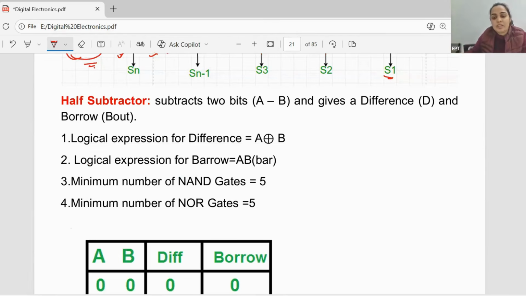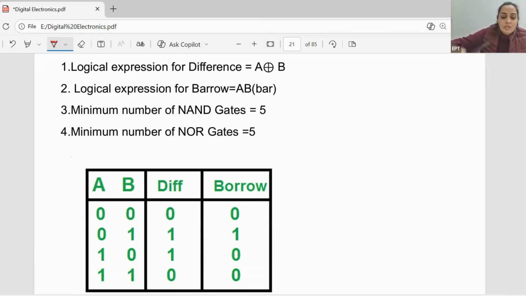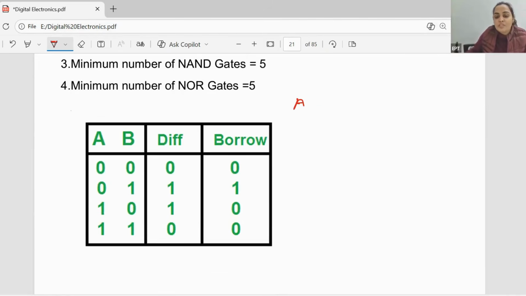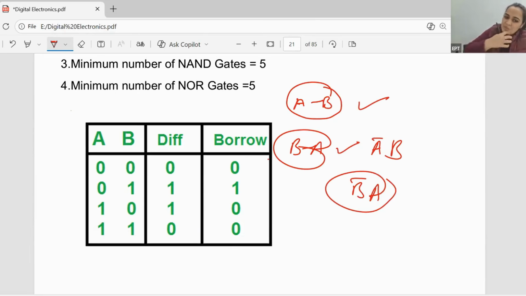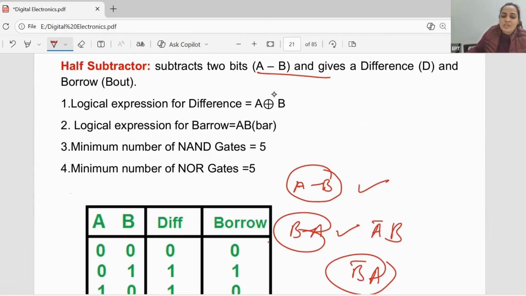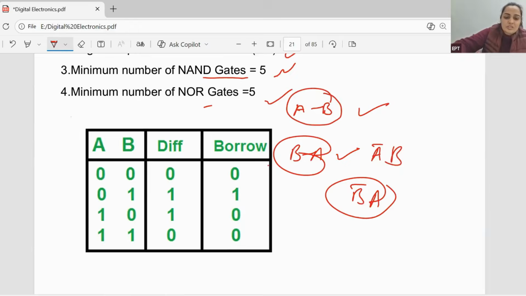Next one is subtractor, A minus B, right? So here I'm performing the A minus B operation, right? So the borrow is A bar B. If it is B minus A, then the borrow expression will be B bar A. This thing is important, okay? So you can revise it. This expression is going to be A XOR B. This is going to be A bar B, and NAND gets 5, NOR gets 5, like this.